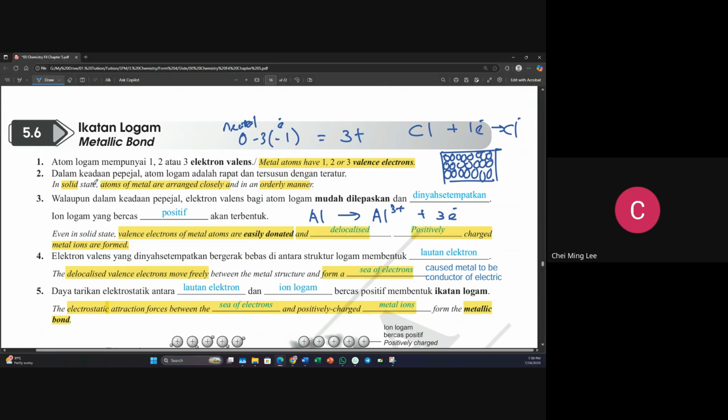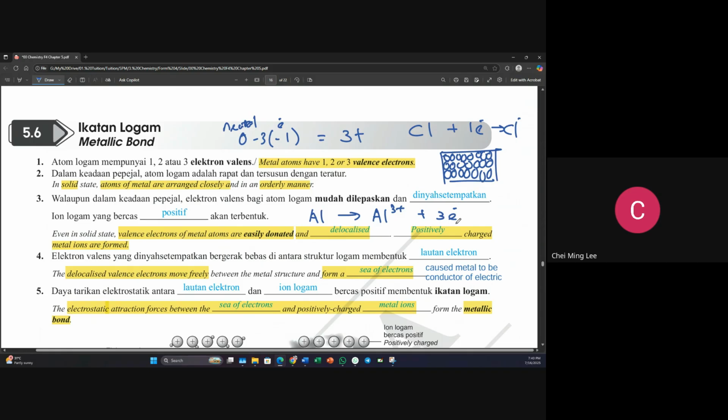So in solid state, the atoms of metal are arranged closely like this, in an orderly manner. Even in solid state, the valence electrons of metal atoms are easily donated and delocalized. Although it's solid and the atoms don't move, the electrons can move freely in this state, so they can be easily donated. Donate means release, and delocalize means moving from one location to another.